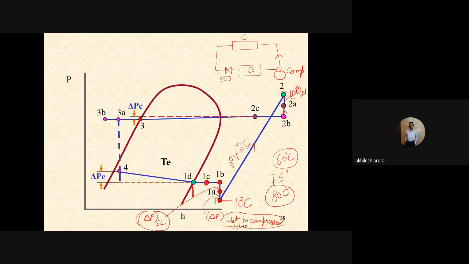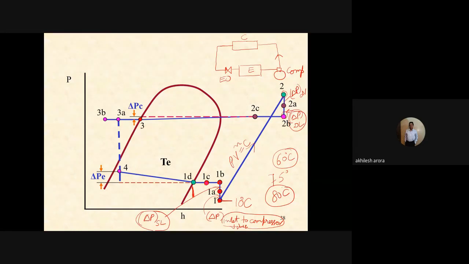Then 2A to 2B, what is this? From 2 to 2A, it is the pressure drop at the discharge valve or the delivery valve. Now, where will the refrigerant go? It will go into the delivery line or discharge line. Once it goes into the discharge line, naturally because of its length, there will be some pressure loss due to friction. So 2A to 2B shows the delta P value, the pressure drop in the discharge line.